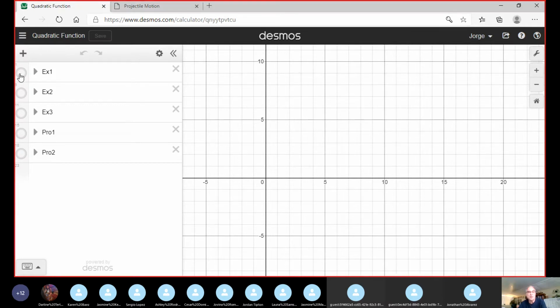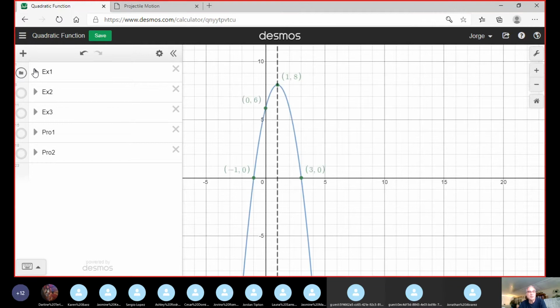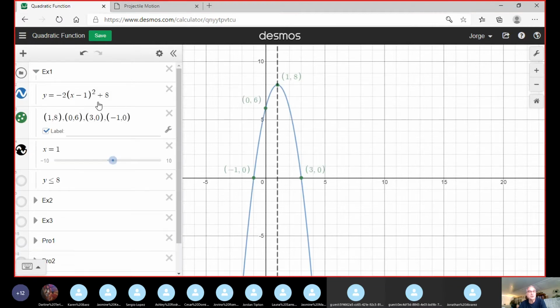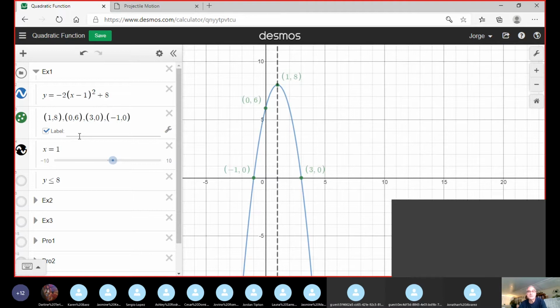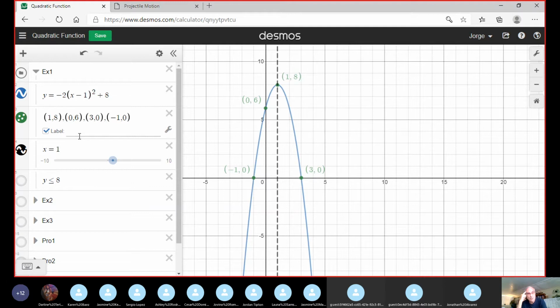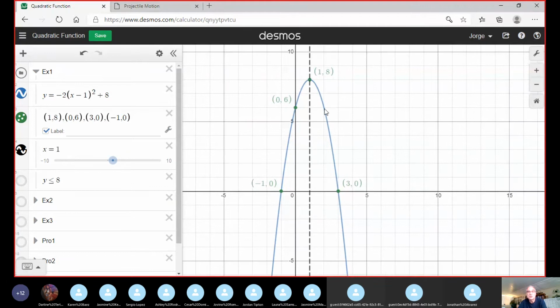Now, example number 1. Look at that. Example number 1, this is my equation in vertex form. The typical point was the vertex 1,8. The y-intercept is 0,6. The x-intercepts are 3,0 and negative 1,0. And the axial symmetry, look, I always do the axial symmetry in black color using a dashed line.